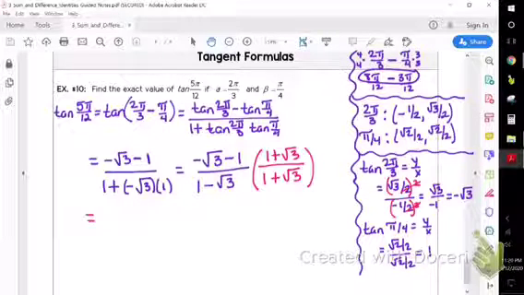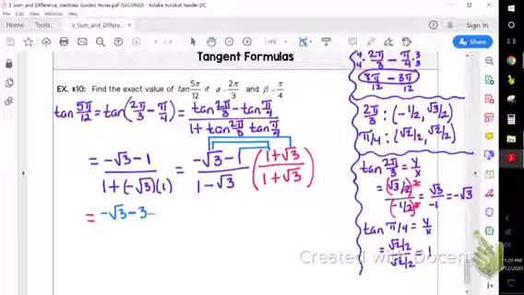And so it means we're going to do FOIL on both of them. All right, so let's do this. Be careful of signs here. This is where I keep getting myself flip-flopped a little bit. So we get the negative square root of 3 times 1, which is a negative square root of 3. Negative square root of 3 times a positive square root of 3. Well, negative times a positive is a negative. Square root of 3 times the square root of 3 is just 3. Negative 1 times 1 is negative 1. And negative 1 times the square root of 3 is a negative square root of 3.